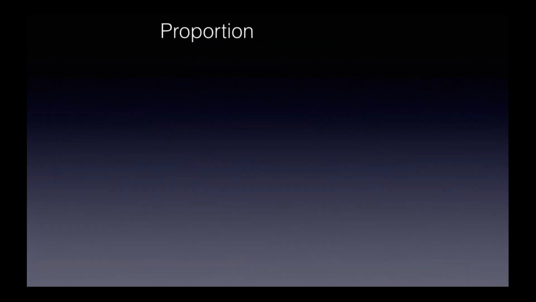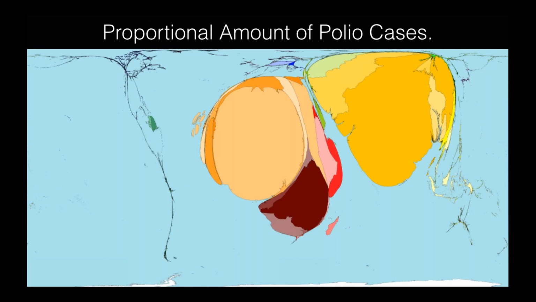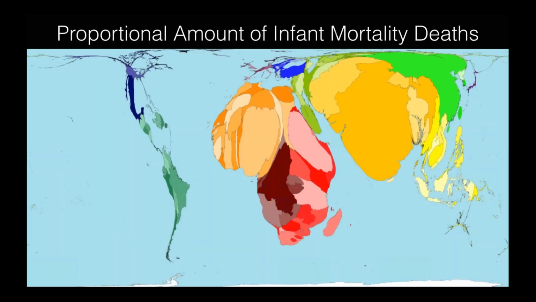So if we look at this map here, the proportion of vaccine preventable deaths, we see that it really doesn't impact the Western Hemisphere as much as it does places like India, Pakistan, and Nigeria, for example. If we look at the proportional amount of polio cases, we see it's an overwhelming burden in parts of India, Pakistan, Nigeria, and the Democratic Republic of the Congo. Not so much an issue in the West. Now, when we look at the proportional amount of infant mortality, we can clearly see where a great deal of the global health burden lies.